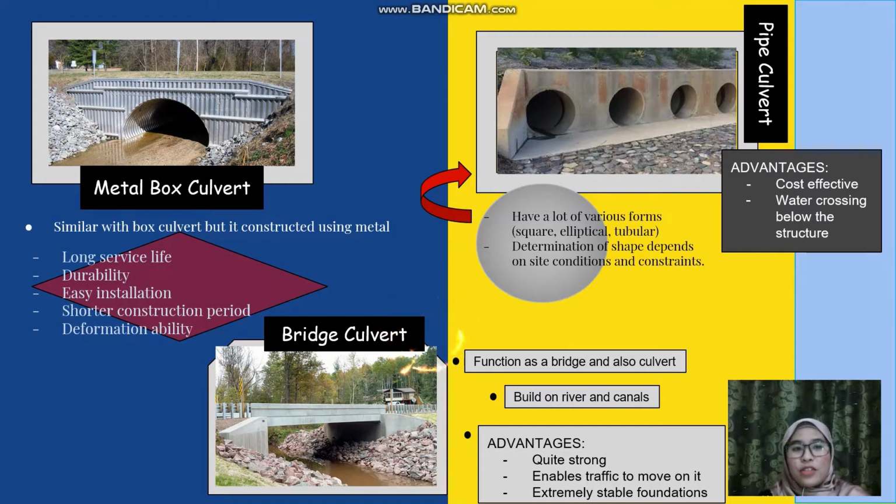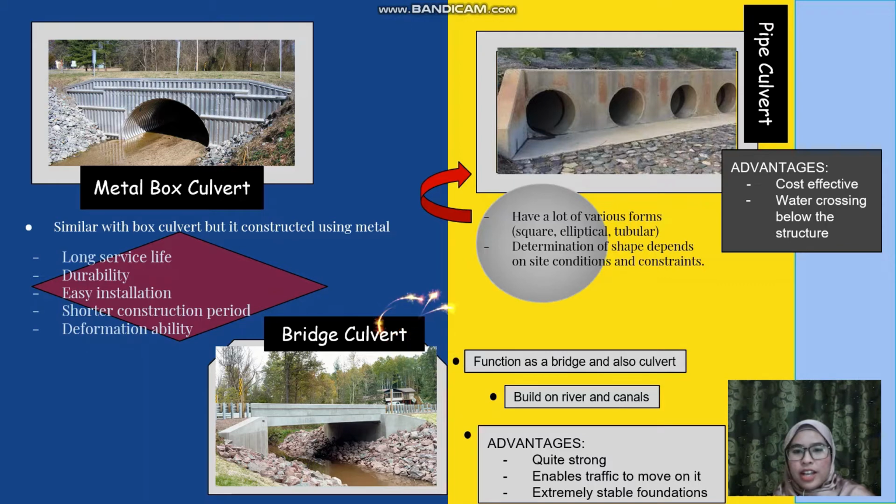The next culvert is the metal box culvert. Metal box culvert is quite similar to the box culvert, but the difference is that it is constructed using metal. The advantages of this culvert are long service life, durability, easy installation, shorter construction period, and deformation ability. The next culvert is the bridge culvert.